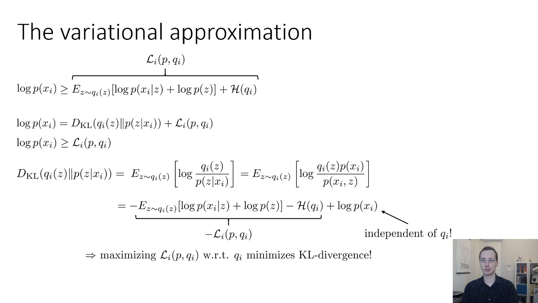Because the only terms in the KL divergence between Qi of z and P of z given xi that depend on Qi are all the terms that are present in the evidence lower bound. So that's great. This is telling us that if we just maximize the same exact objective, the Li of P comma Qi, with respect to both P and Qi, then we will maximize our real objective value, log P of xi. Because maximizing Li of P comma Qi with respect to Qi will make the bound tighter, and maximizing with respect to P will push up on the bound and thereby maximize log P of xi. And this can give us a tractable way of training latent variable models.